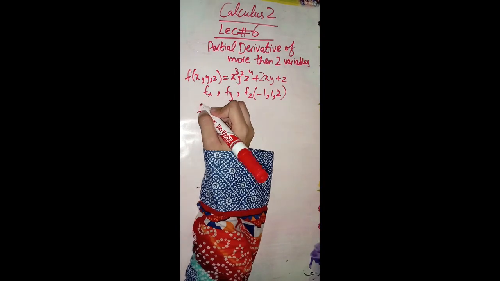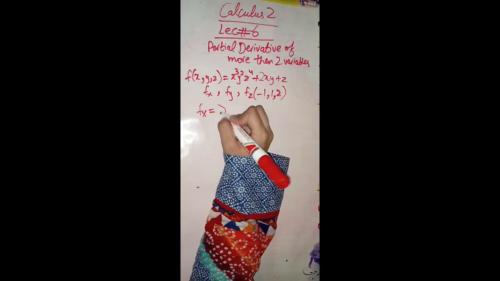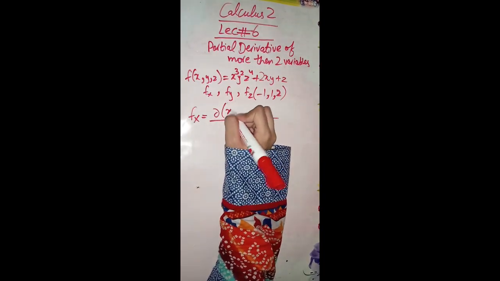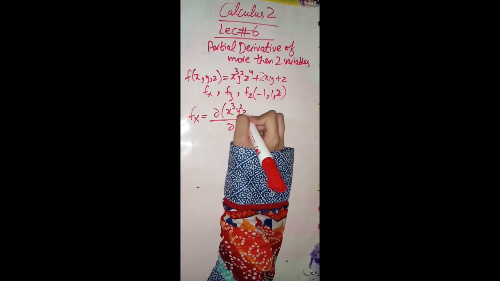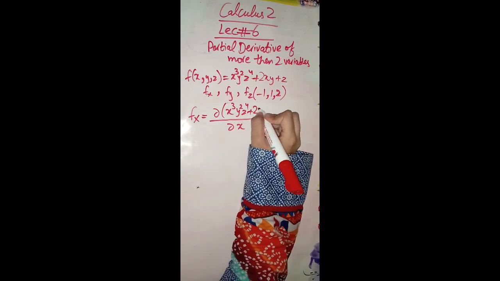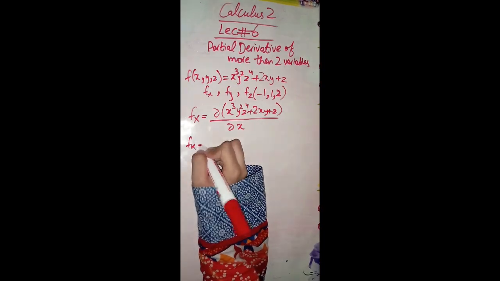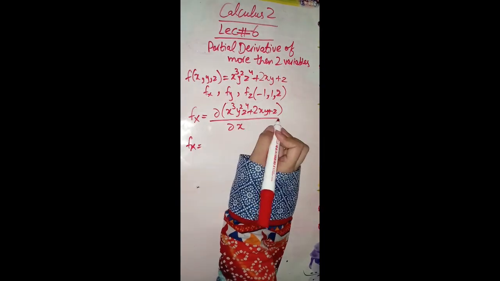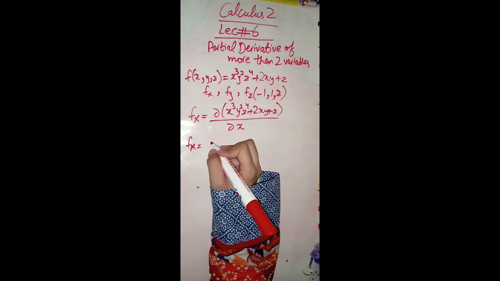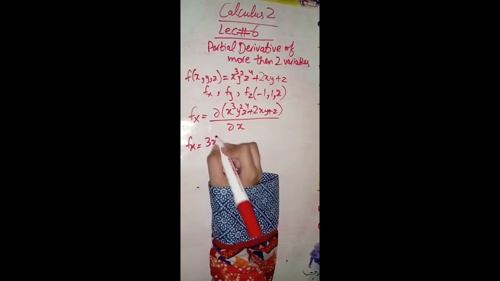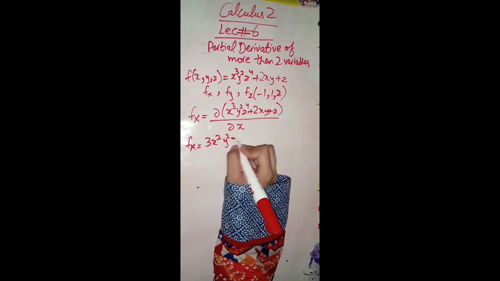fx is equal to partial by partial of x of our function, which is x cube y square z^4 plus 2xy plus z. When we take the derivative with respect to x, our other variables y and z will be constant. So partial by partial of x cube will be 3x square. Other values will be as they are.